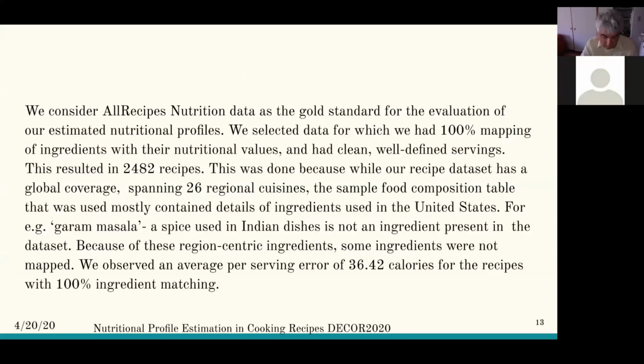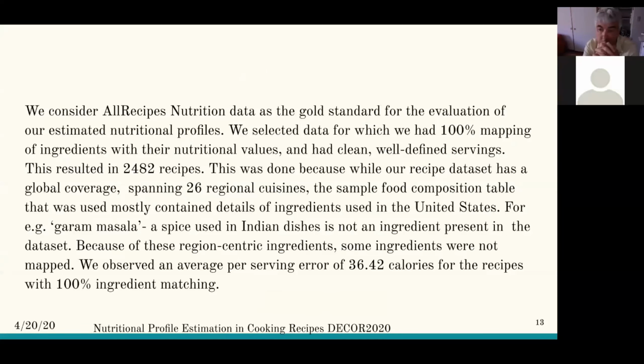So to evaluate our heuristics, we considered the Allrecipes website's nutrition data as the gold standard for the evaluation. We selected data for which we had 100% mapping of ingredients with the nutrition values and had clean, well-defined servings present. This resulted in around 2,500 recipes.